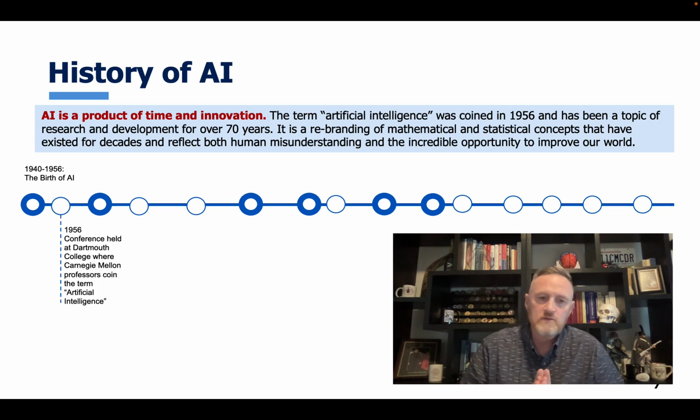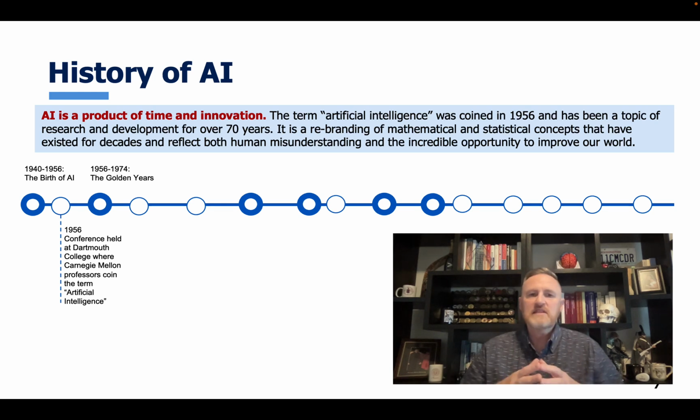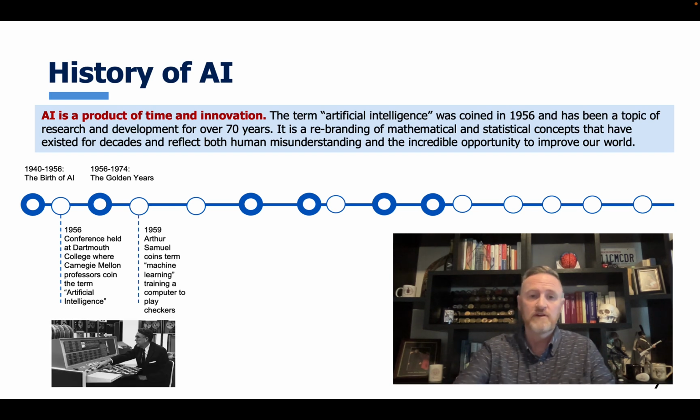In 1956 was a conference held at Dartmouth, and some Carnegie Mellon professors at that conference coined the term artificial intelligence. And so even though Dartmouth gets credit for holding the conference, it was really Carnegie Mellon professors that were probably the most active at advancing those ideas going forward. In 1956 to 74, we call these the golden years of artificial intelligence, where a lot of the initial concepts were thought of and developed, and some of the initial applications were discovered.